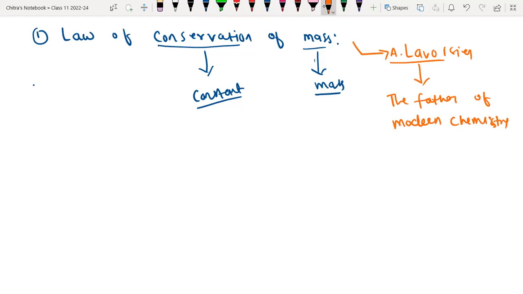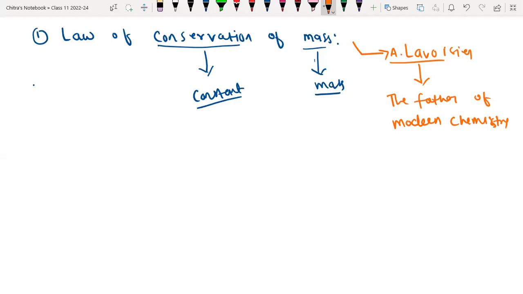And who is called the father of coordination compounds? It is also part of chemistry. Werner. But we are not going to discuss that. We are going to discuss Antoine Lavoisier, who has given this law of chemical combination.